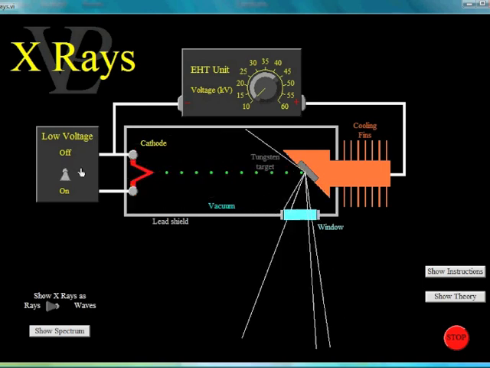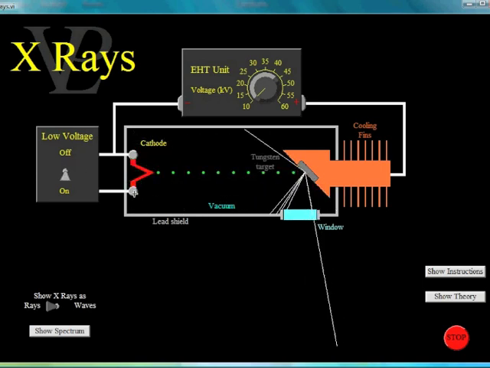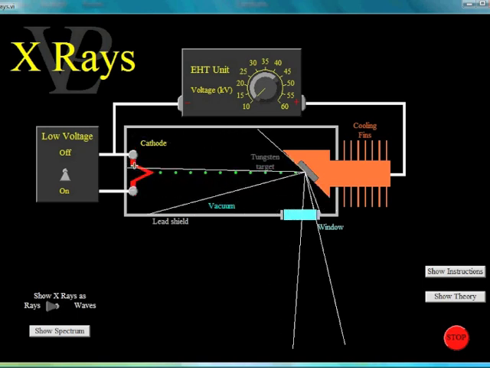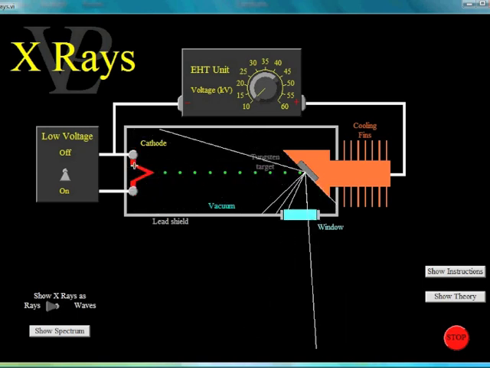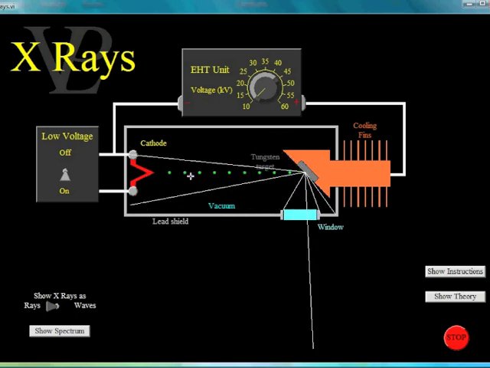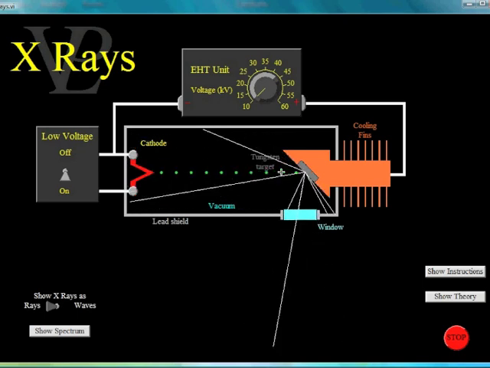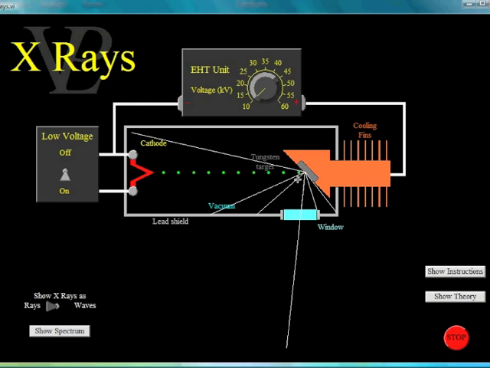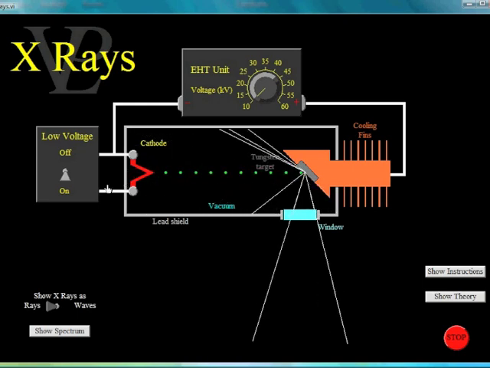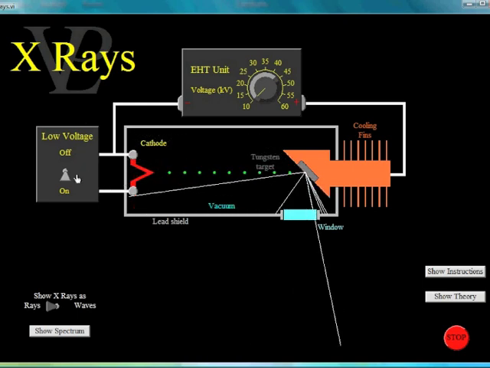And you can see that the first thing is that this changes to red. That's to try and indicate to the students that the filament there is glowing red hot. You can see the electrons being produced across the tube here, and you can see the X-rays being produced at the target. When they turn the low voltage back off again, they can see that that stops.